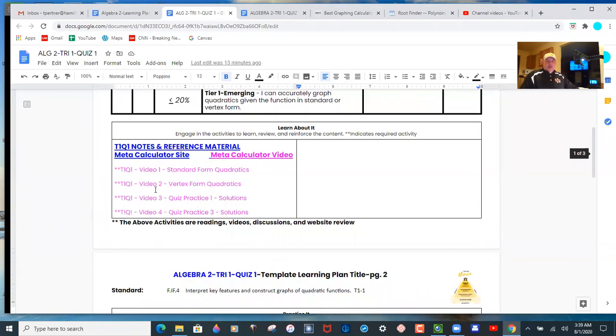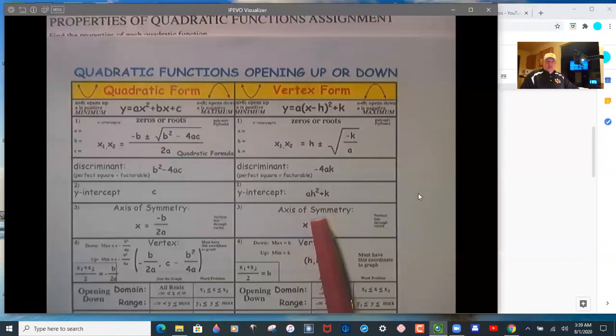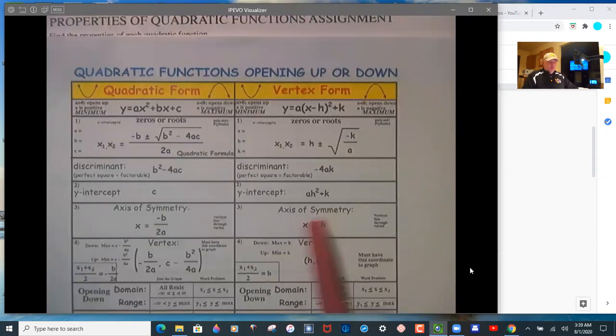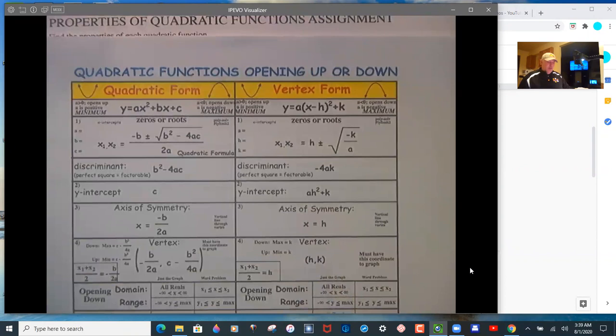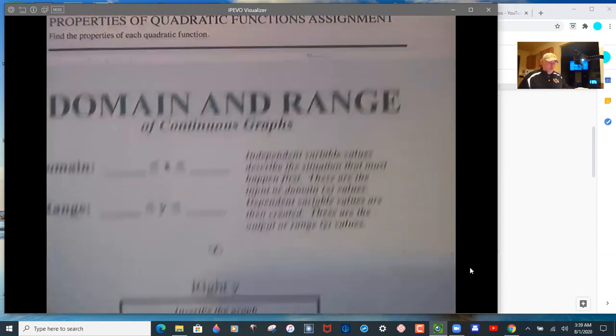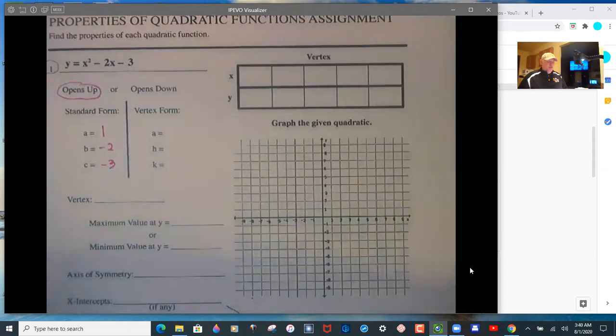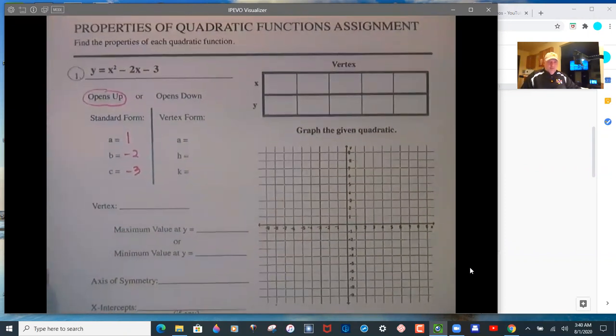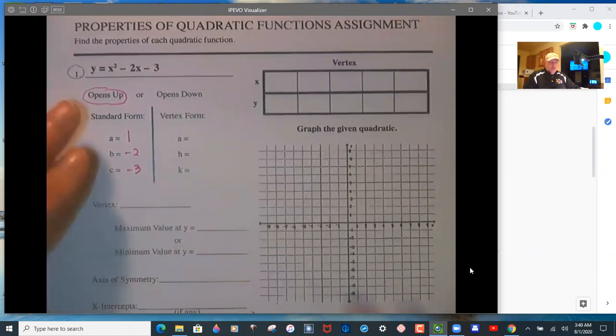So, without further ado, let's get my overhead up here. You're also going to want to print out the notes and reference material. I don't know how much copying we're going to be able to do, so you're going to want to have that downloaded or printed out before you start. So you'll see this page, notes on quadratic functions, and then notes on domain and range that you're going to want to have printed out before you get started. So, without further ado, we'll start on this first assignment.